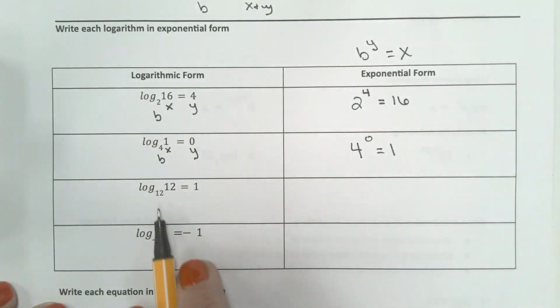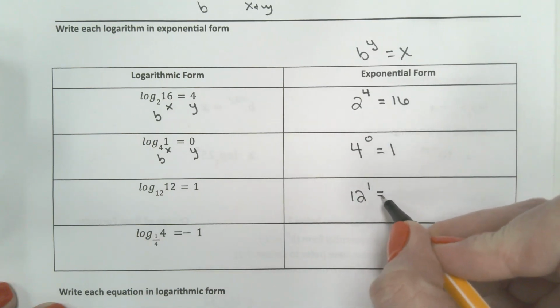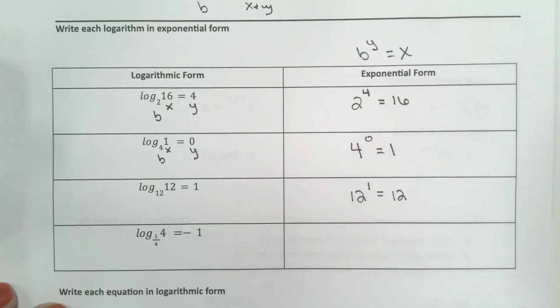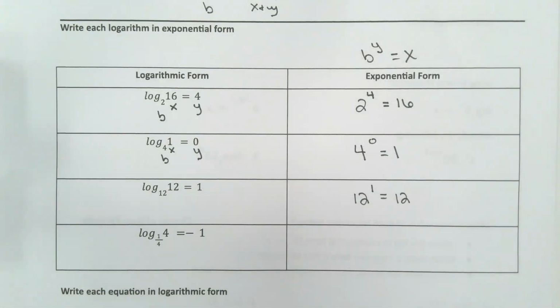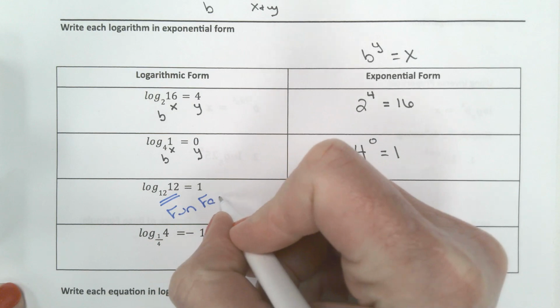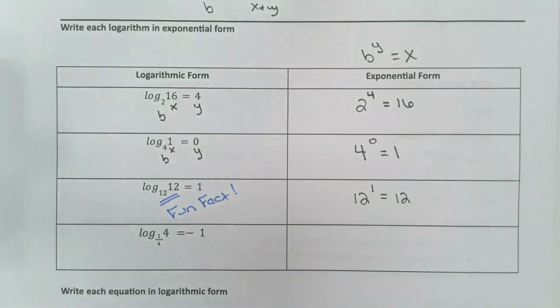Here, when I drop and swap, the 12 comes down and becomes the base. The 1 goes to the exponent. This goes to the other side. So 12 to the first equals 12. That's a true statement. I will say that this right here is a fun fact to know. So anytime your base and this number are the same, that always equals 1. That is a super fun fact that's going to show up on the back side of the notes.